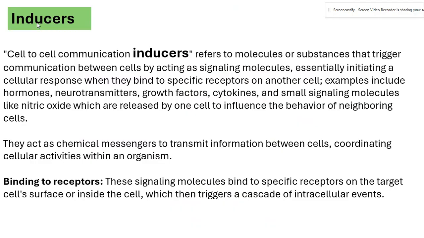Okay, inducers. Cell-to-cell communication inducers refers to molecules or substances that trigger communication between cells by acting as signaling molecules, essentially initiating a cellular response when they bind to a specific receptor on another cell. Examples include hormones, neurotransmitters, growth factors, cytokines, small signaling molecules like nitric oxide, which are released by one cell to influence the behavior of the neighboring cell.